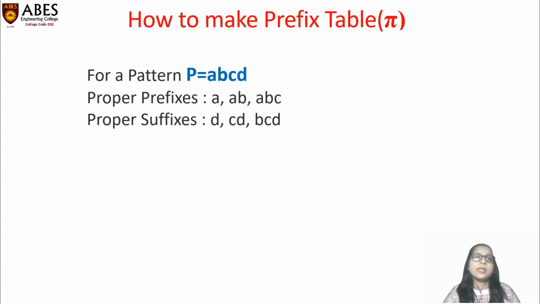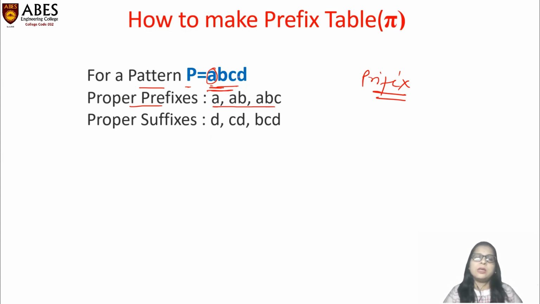So let's see the example. Say a pattern P is given, A, B, C, D. To build the prefix table, we first need to identify the prefixes and suffixes of a certain length. In this pattern ABCD, the prefixes are found when we take various sub-patterns from left to right, and suffixes are when we take different sub-patterns from right to left. The proper prefixes in this pattern are A, then AB, then ABC. So there are three prefixes.